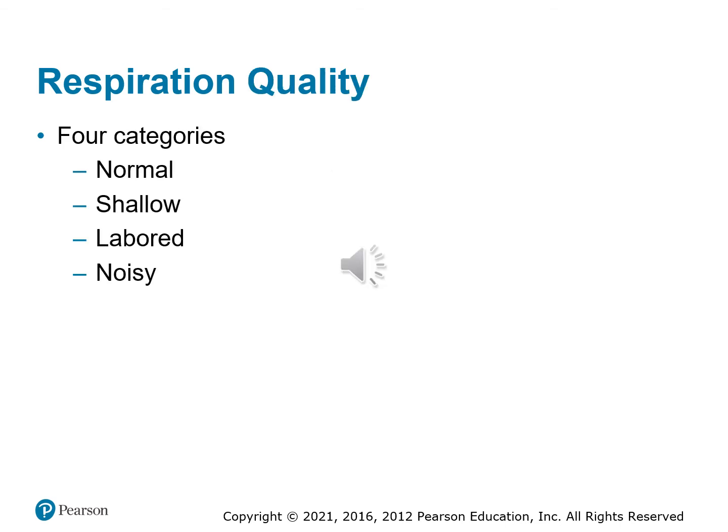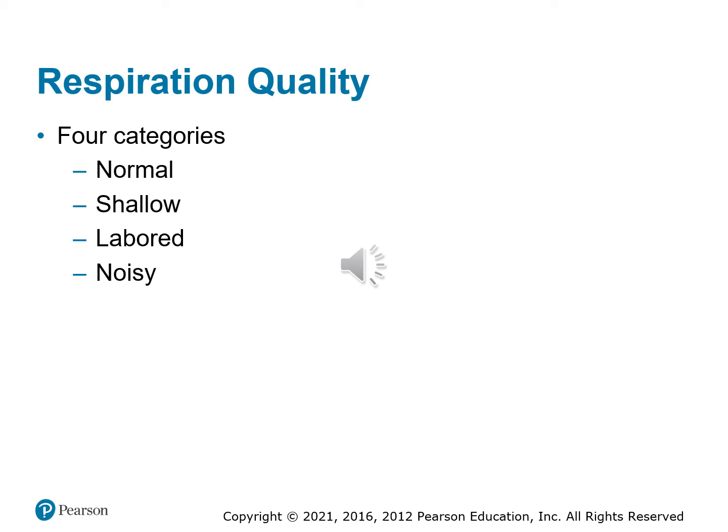For the quality, there are 4 different categories we're looking for. Normal, which any of you should be able to assess in your own breathing and understand what normal is based on how you feel. Shallow, which means you have to look close to see if they're breathing. They're short breaths where it doesn't look like they're taking in a whole lot of air. That would be considered shallow.